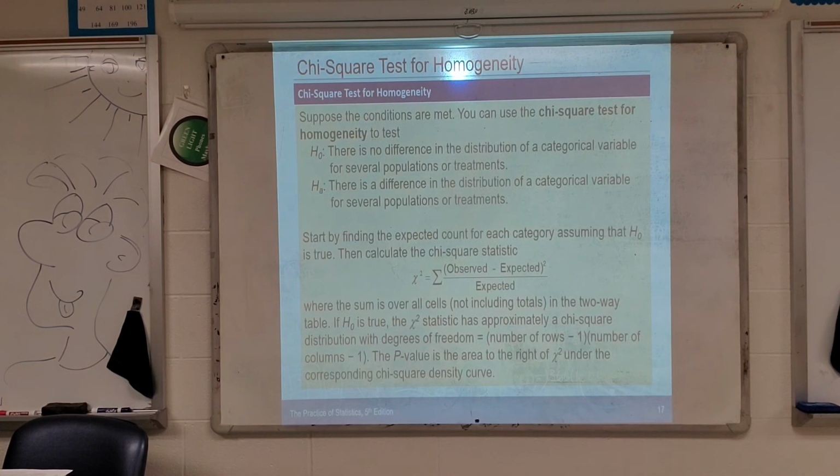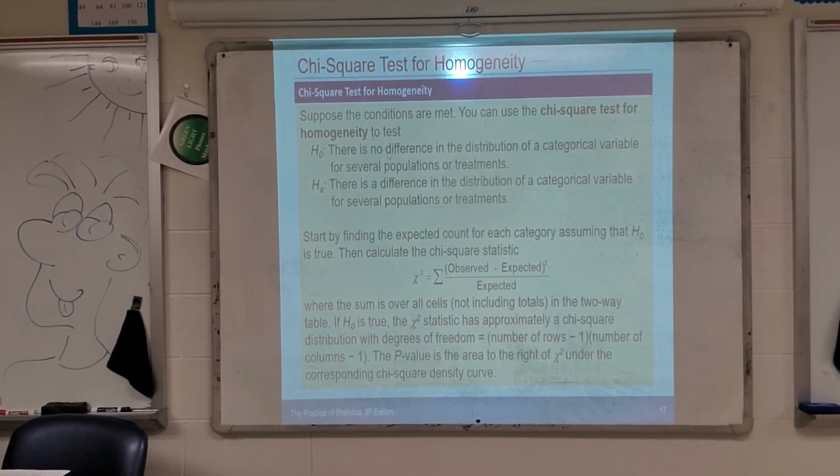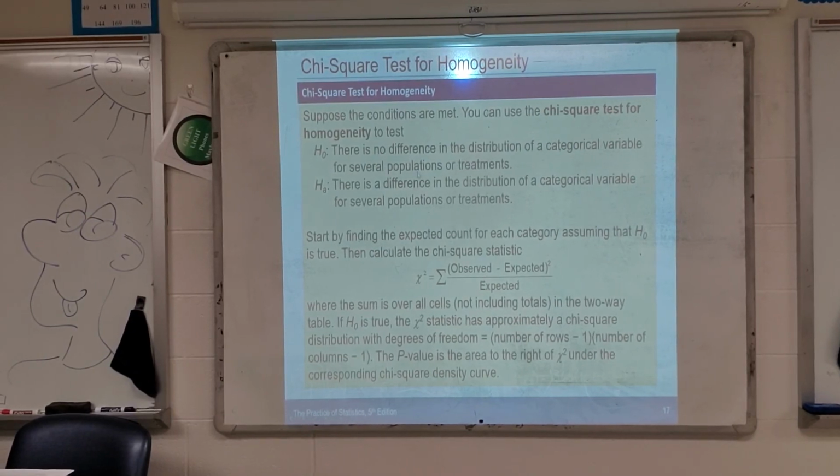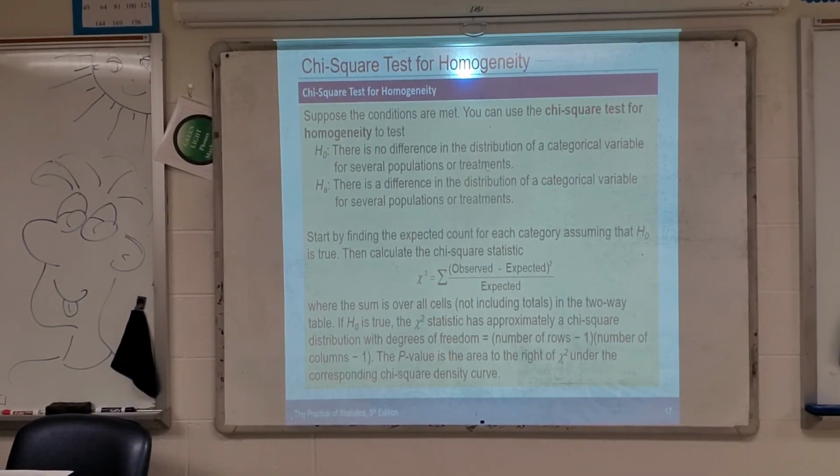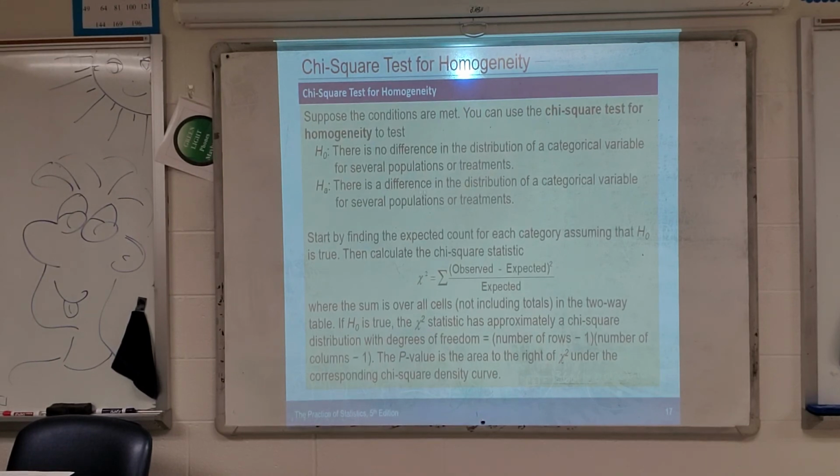All right, so suppose the conditions are met. You can use a chi-squared test for homogeneity to test this. The null is that there's no difference in the distribution of a categorical variable for several populations or treatments, and that's what we just did. We just did a chi-squared test for homogeneity. The alternative is that there is a difference in the distribution of a categorical variable for several populations or treatments.